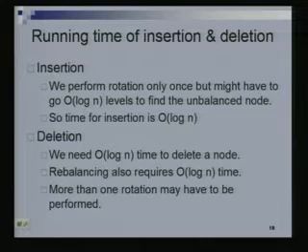Deletion on the other hand also requires only order log n time, but we need to do a little bit more work. The reason is that to delete a node, you have to identify which of the three cases the node is in: whether the node you are deleting is a leaf node, or has only one child, or has two children, in which case we need to find the successor of the node. So we go right and keep going left, find the successor, swap contents, and then delete the successor node. Once you have deleted, you move up the tree to find the first place where imbalance occurs. Having found that, you do a rotation.